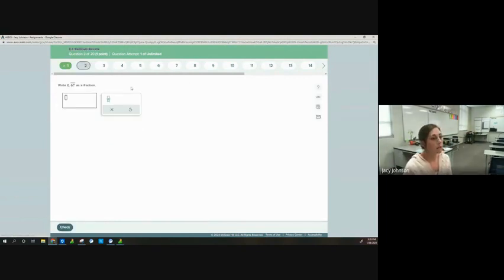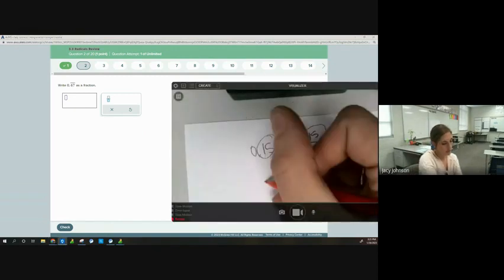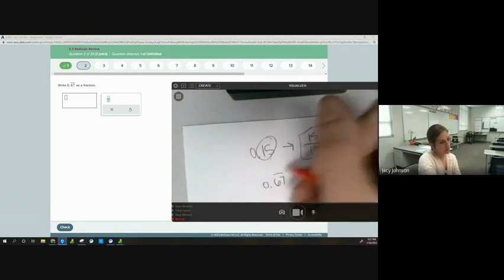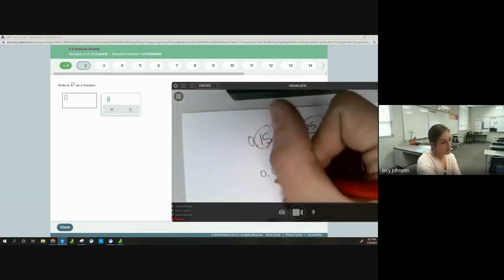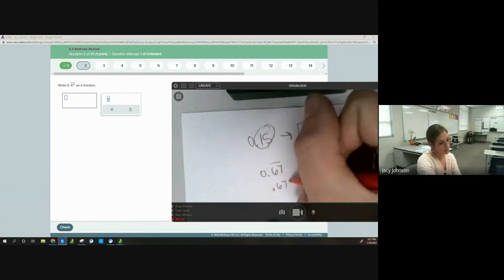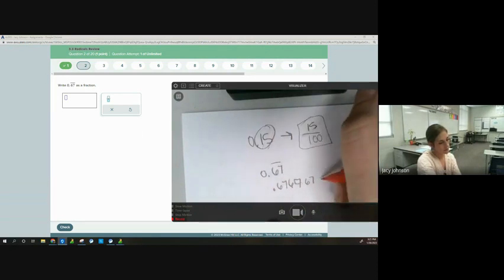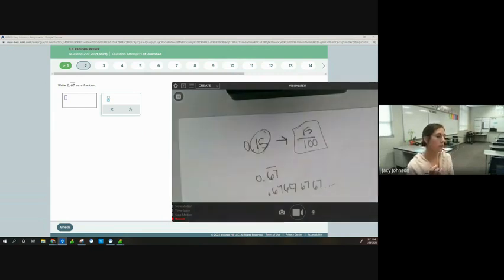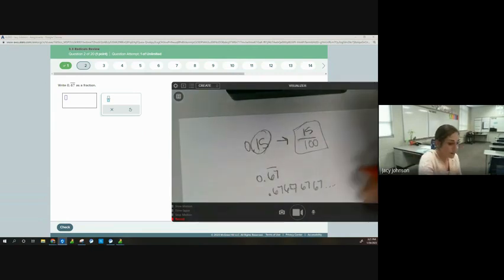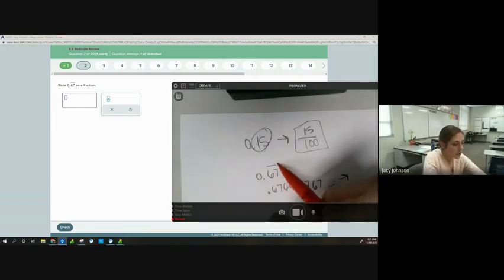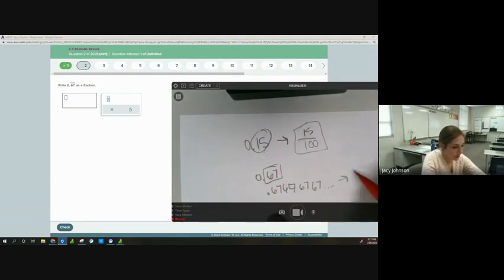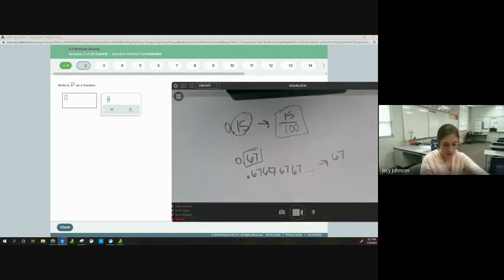Okay. Remember that if there's a repeating bar over your decimal, the rules change just a little bit. So here's my problem. Remember, this is the same thing as 0.67676767, and that 67 just continues to repeat forever. So what I'm going to do is take those 2 digits like I did on the last problem, and stick them on top of my fraction.